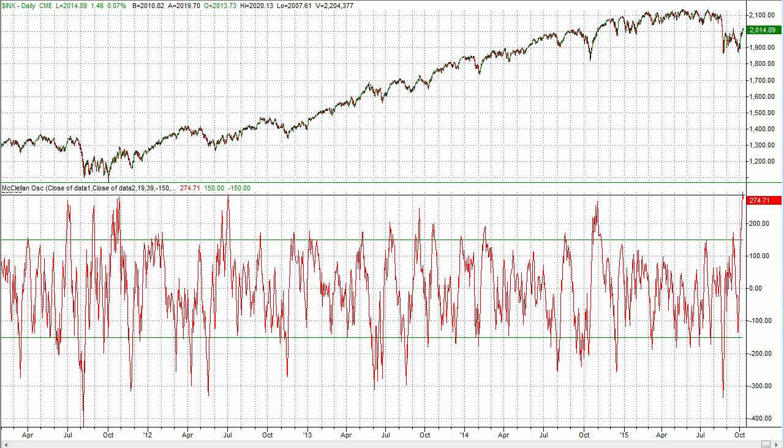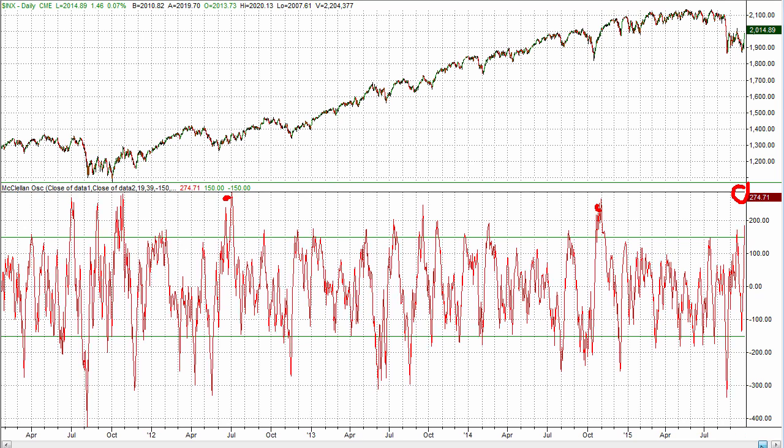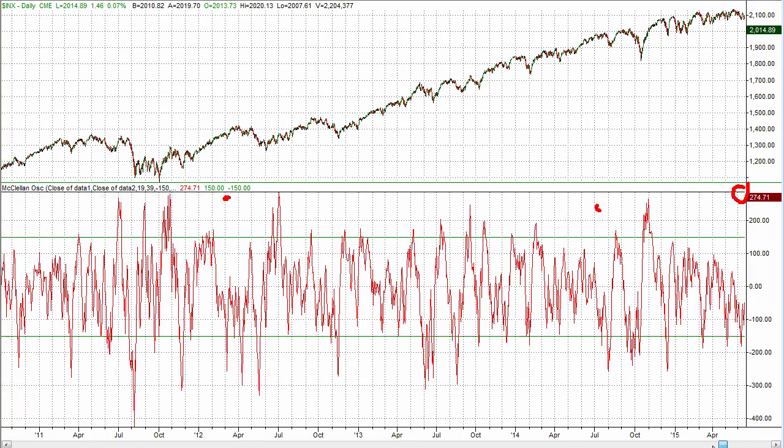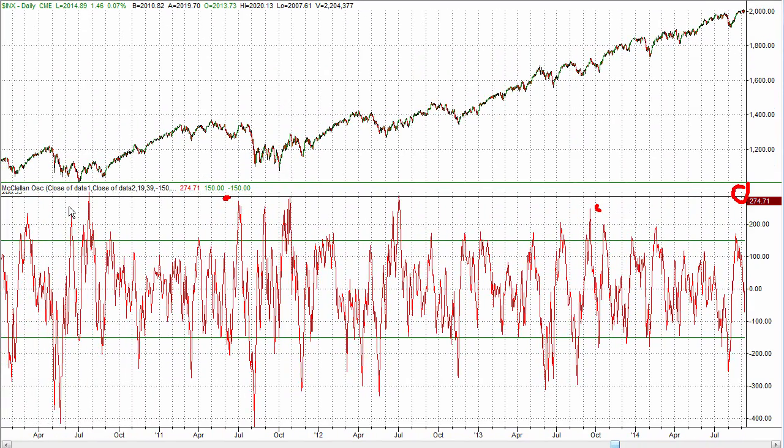So if we were to just look at the McClellan, which would be easy to do, we would look at it and say up here at 274, we have not seen this overbought of a market in a very long time. It got close in October of 2014, and it got very close in July of 2012. And I say very close; it was just a few points away. So at 274, we have to go all the way back to 2010 to find that kind of overbought reading.